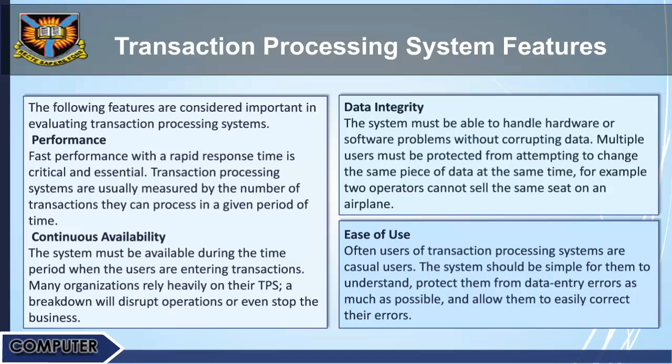Data integrity. The system must be able to handle hardware or software problems without corrupting data. Multiple users must be protected from attempting to change the same piece of data at the same time. For example, two operators cannot sell the same seat on an airplane. Ease of use. Often users of transaction processing systems are casual users. The system should be simple for them to understand, protect them from data entry errors as much as possible, and allow them to easily correct their errors.